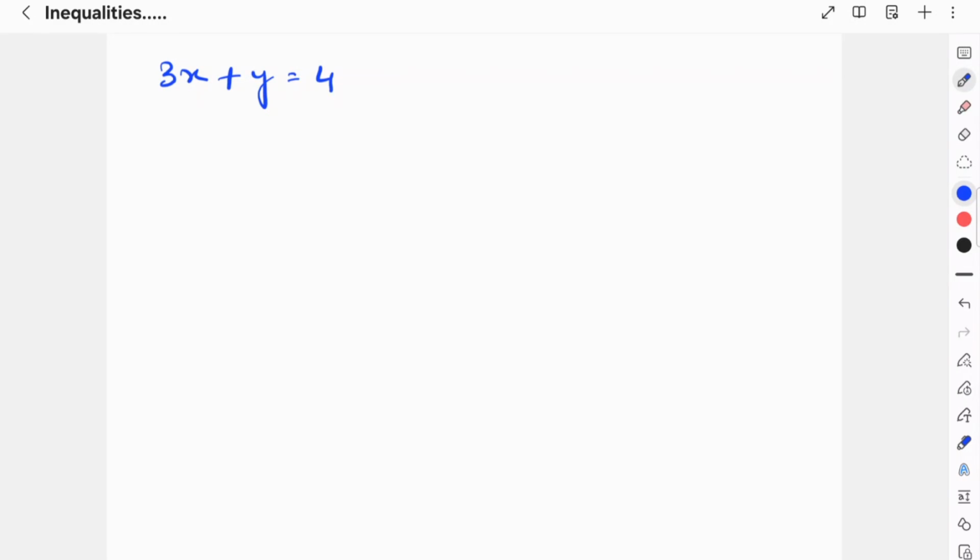Hi students, today let's understand inequalities. If you see this equation, now here we have 3x plus y is equal to 4. So the left hand side is equated with the right hand side with an equal to sign. So this equal to sign makes it an equation because we know exactly the left hand side is equal to the right hand side.